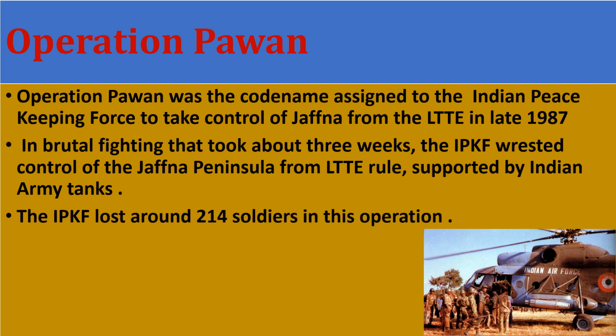Operation Pawan was the code name assigned to the Indian peacekeeping force's operation to take control of Jaffna from the LTTE in late 1987. In brutal fighting that took place for about 3 weeks, the Indian peacekeeping force wrested control of the Jaffna Peninsula from LTTE rule. Supported by Indian army tanks and air supplies, the Indian peacekeeping force lost around 240 soldiers in this operation.